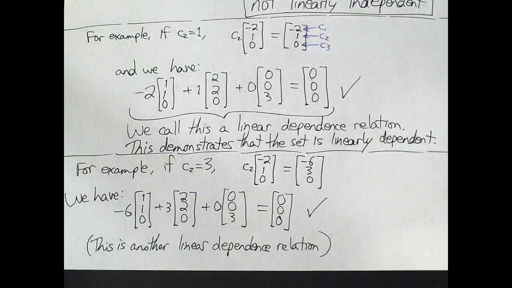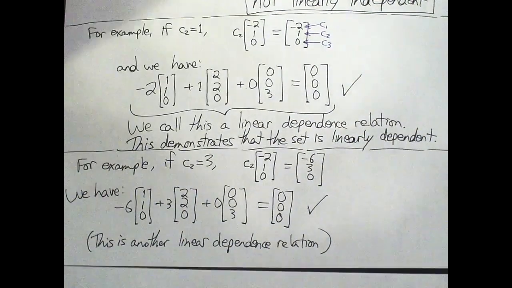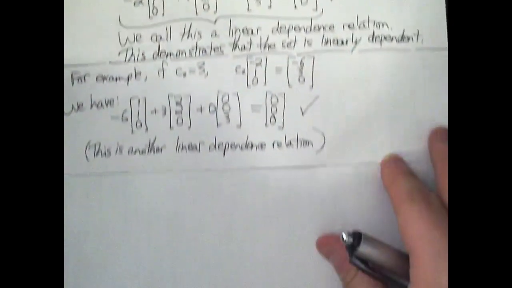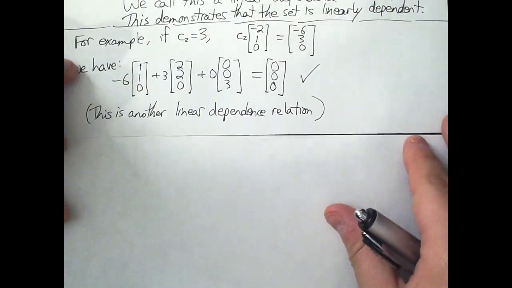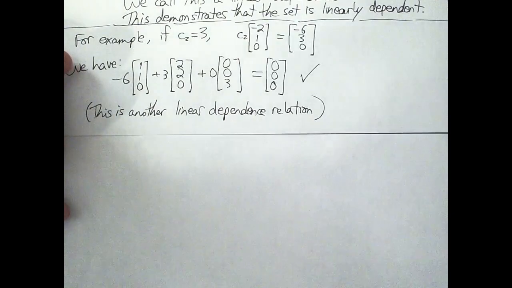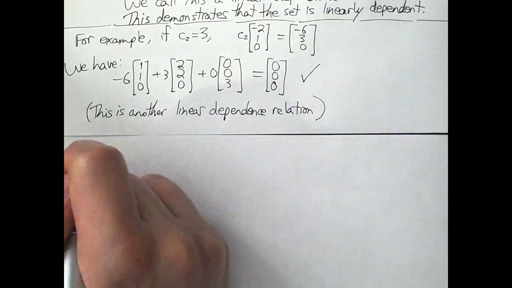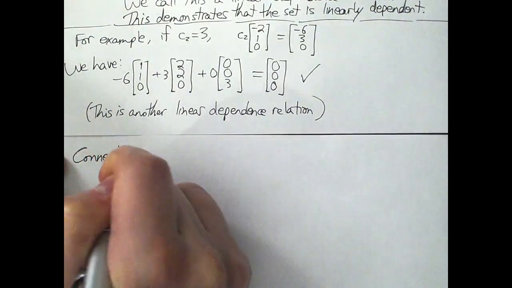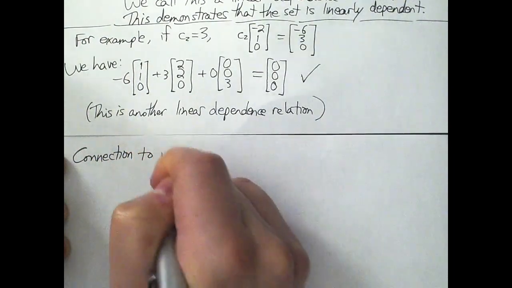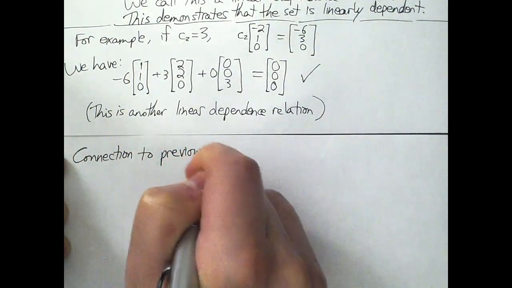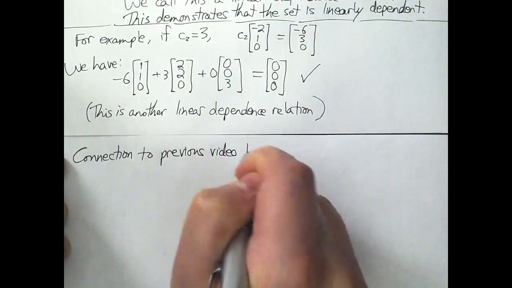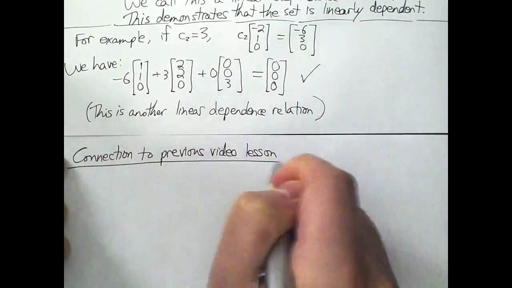Let's talk about the connection between what we're talking about now and what we talked about in the previous lesson. So let's move this up a little bit. So I think now you know how to answer those types of questions. If I give you a set of vectors and ask you, is it linearly independent? Show work to explain why. I think you can do that. Connection to the previous video lesson, the one right before this.